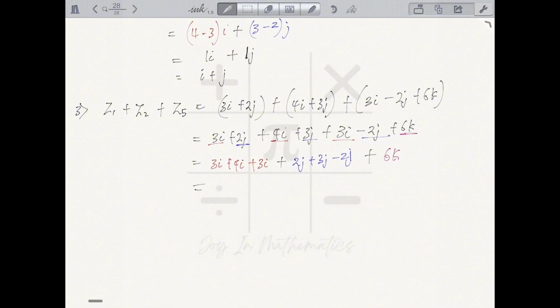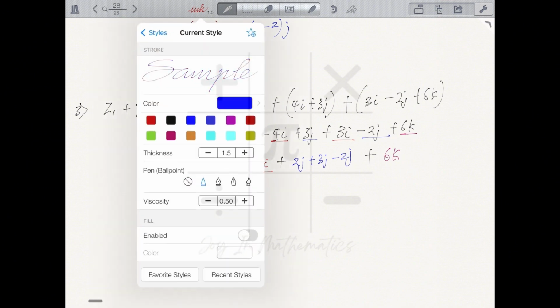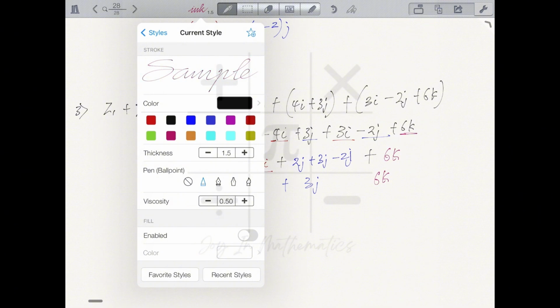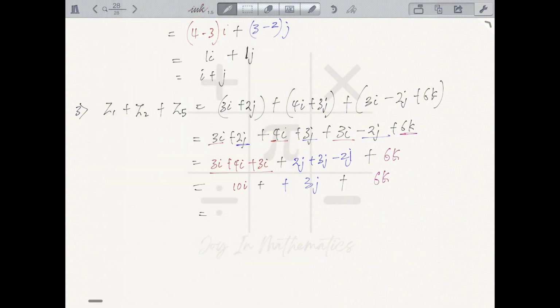Now let's simplify the i components. Simplifying the i components here will result in 10i. The j components also will result in 3j, and likewise we have 6k. So in conclusion, z1 plus z2 plus z5 is equal to 10i plus 3j and plus 6k. The simple trick here is just to collect like terms and then simplify. Let's move on to question number 4.